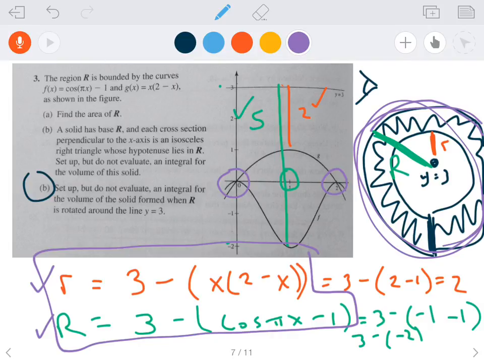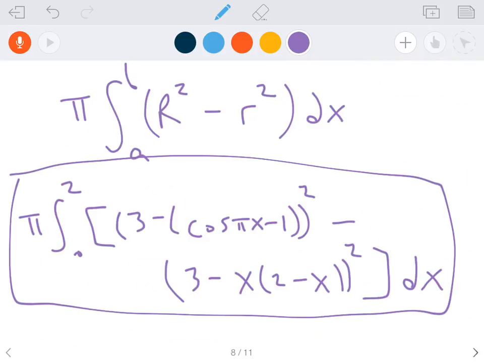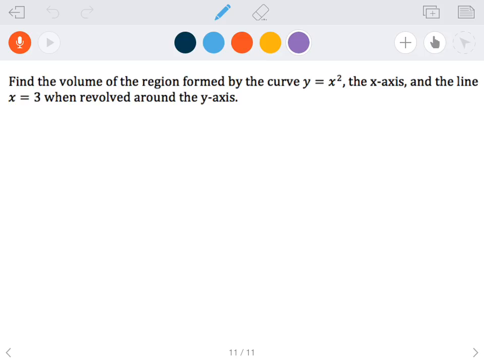Okay, and so we did all that without a calculator. That was nice. Let's go try one more example. Let's look at this one. It says find the volume of the region formed by the curve y equals x squared, the x-axis, and the line x equals 3 when revolved around the y-axis.